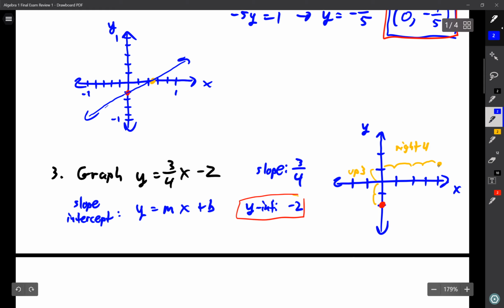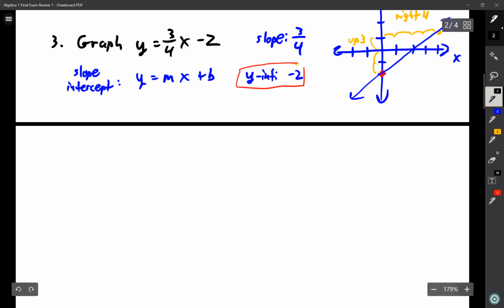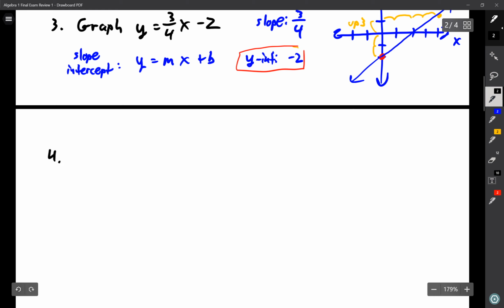Now I have those 2 points. I can connect them to graph the line. And there we go. Okay, that's number 3. Number 4. We have write an equation in slope-intercept form and then state the slope in the y-intercept. So this is almost the same. Sorry about that sound. I don't know if you heard that or not.